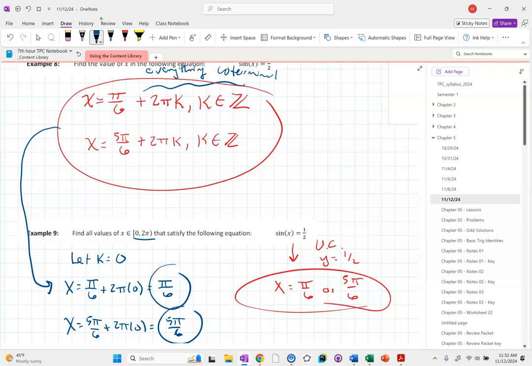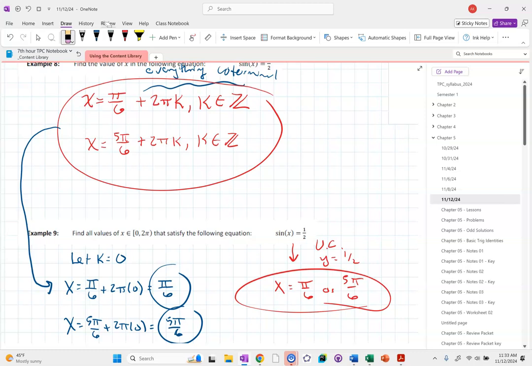Right? If I pick k equals -1, all my answers will now be negative. That's going to be too small. If I pick k equal to +1, well, all my answers will be bigger than 2 pi, so they'll all be too big. The only answers that are going to fit from 0 to 2 pi are from k equals 0. So far, so good?